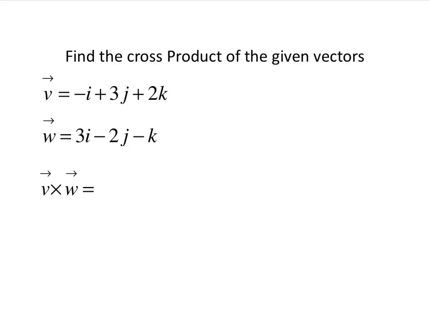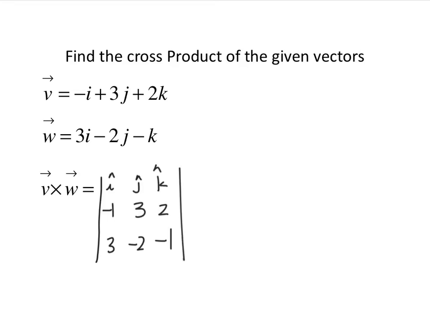So if we want to find the cross product v cross w, given this v and w, the first thing we need to do is set up our 3 by 3 determinant. So go ahead and pause the video and set up that determinant. The first row should just be i, j, k. The second row is the coefficients of vector v because that one's listed first, so -1, 3, 2. And the third row is the coefficients of vector w, 3, -2, -1. Go ahead and pause the video and find this determinant.